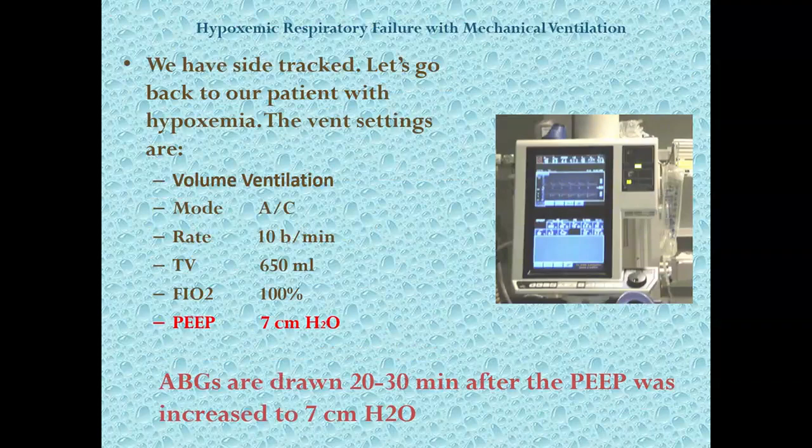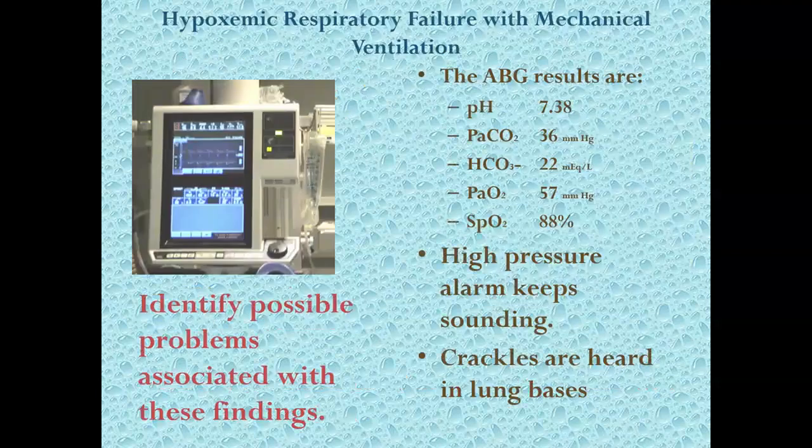All right, we sidetracked, so let's go back to our hypoxemic patient. And we've got our vent settings, which have been identified earlier, and then the ABGs are drawn after we've increased our PEEP to 7 centimeters. And we see that the ABGs are still not good, even though we've moved the PEEP up. And in addition to the fact that the ABGs aren't that great, our patient is still hypoxemic, we also notice that the high pressure alarm keeps sounding and that the nurse hears crackles in the lung bases.